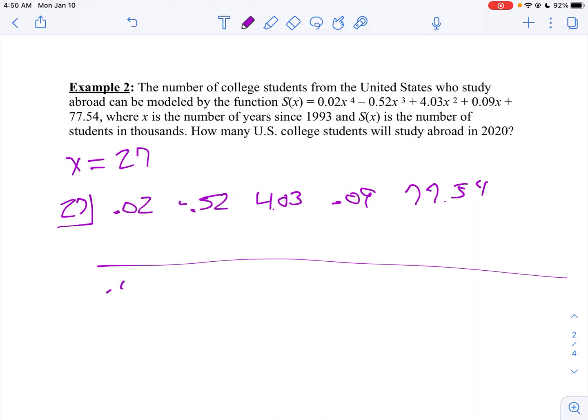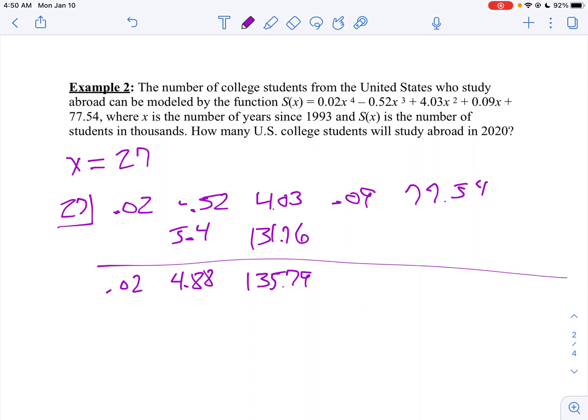So bring down the 0.02. So 27 times 0.02 is 5.4. And let's subtract 0.52 from that. We get 4.88. Take that times 27. We get 131.76. We'll add 4.03 onto our answer. We get 135.79. Take that times 27.